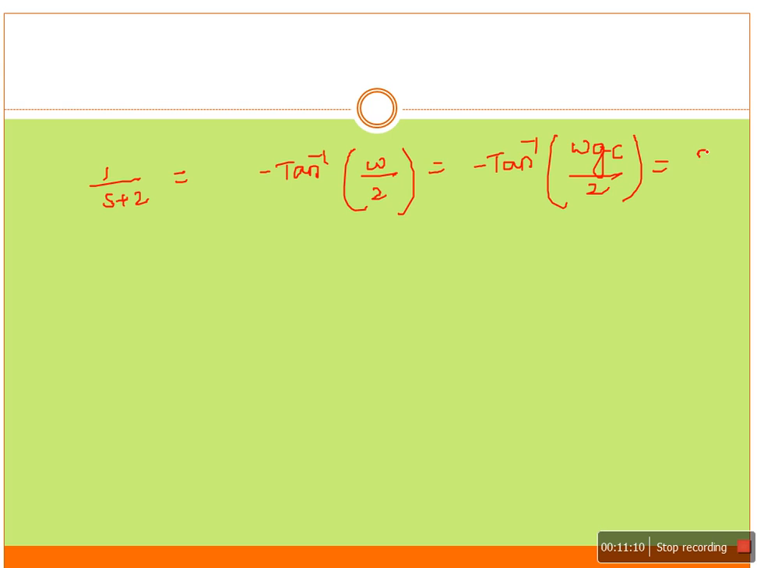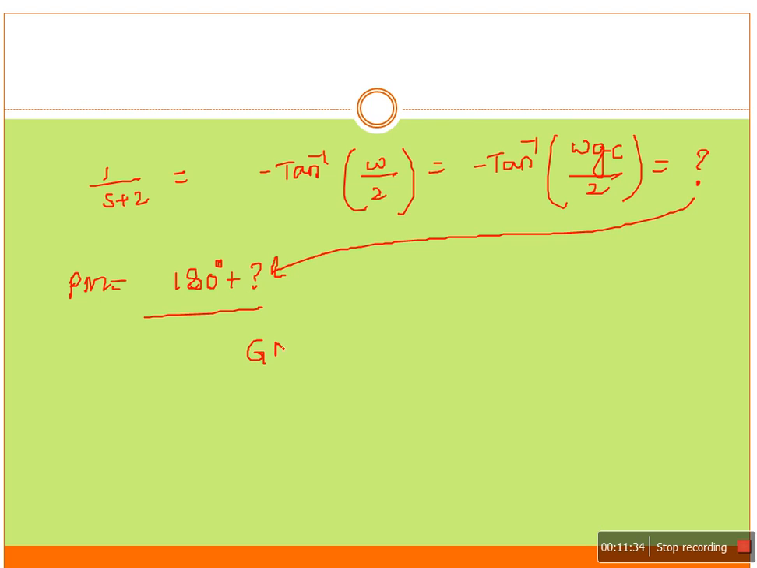After that you are getting some phase value, and phase margin is nothing but 180 degrees plus whatever value you are getting here, that value you have to substitute. So in this way we are going to calculate the phase margin. I hope the concept is clear to you.